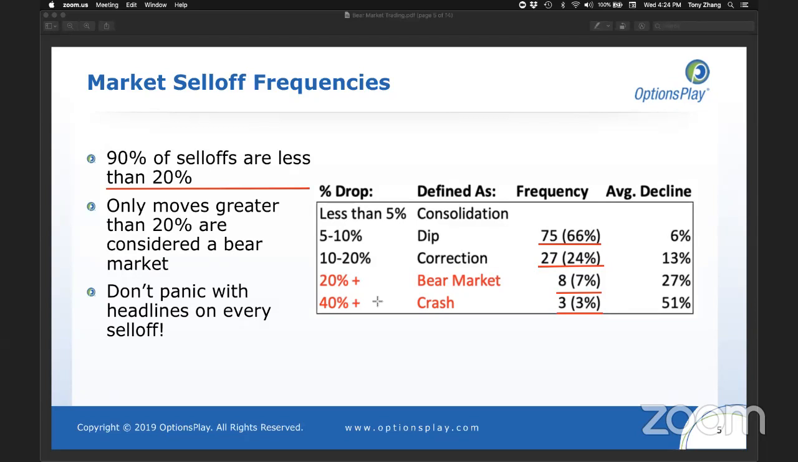So anything less than 20%, we don't actually consider a bear market. They're either just a dip or a correction, or just what we consider a minor pullback. So again, don't panic every time you see a pullback in the markets.